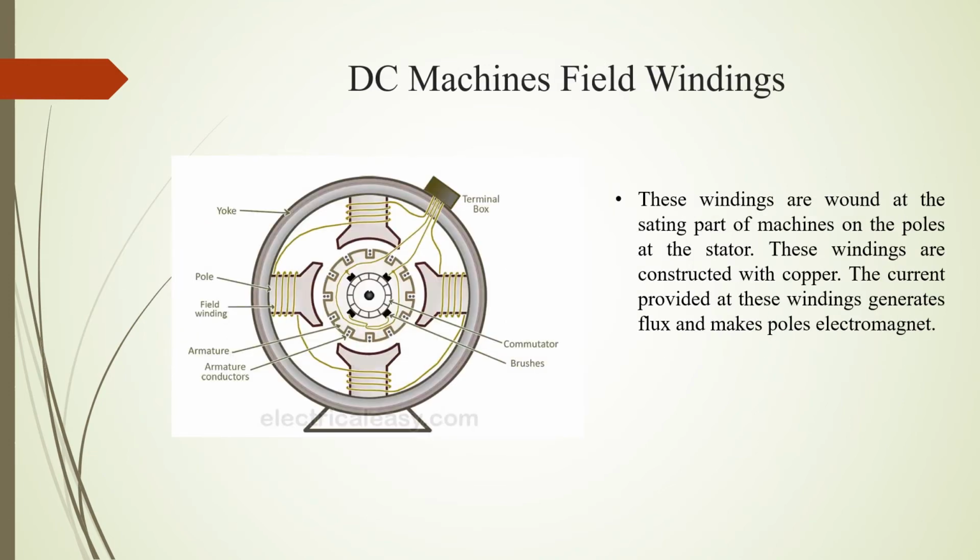The next is the DC machine field winding. These windings are wound on the poles at the stator part of the machine. These windings are constructed with copper. The current provided to this winding generates the flux and makes the pole an electromagnet. Whenever the EMF is induced through this winding, we will get the EMF.